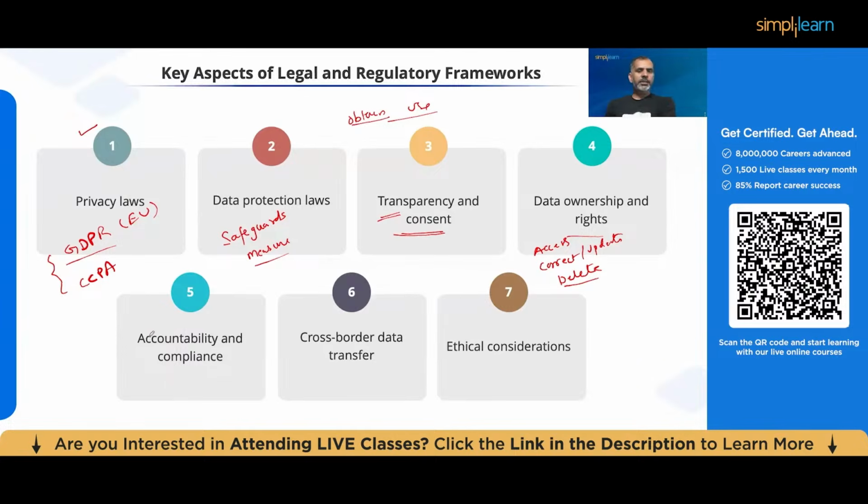Finally, accountability and compliances. This is a legal framework that measures the accountability and the compliances required to implement all data practices and procedures within the organization. So that is related to your accountability. And finally, we talk about cross-border data transfer. This is where we talk about sharing of data.